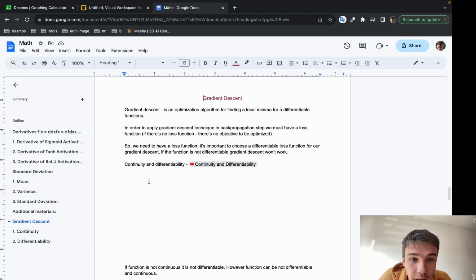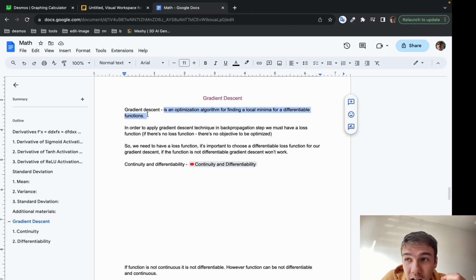So what is gradient descent? Gradient descent is an optimization algorithm for finding a local minima for differentiable functions. In other words, it is the algorithm which can find a local minima for the function, and this function must be differentiable. What is meant by the local minima? It means the derivative is zero at this point for this function, something like that. But I'll explain a bit more about it.